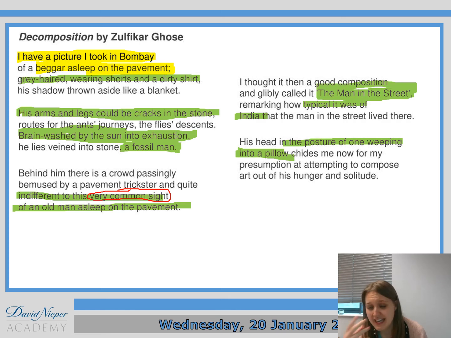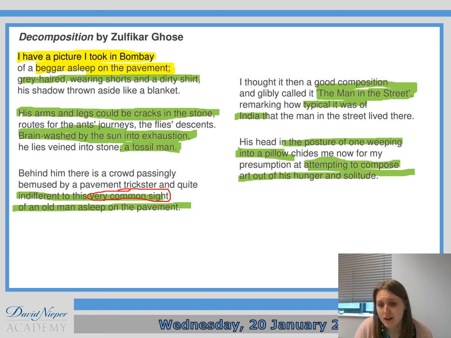And here, this last bit's really nice because he's saying that he's attempting to compose art out of hunger and solitude. So this man is attempting to create a lovely art piece of this beggar man, but this beggar man is suffering from hunger and solitude. He's basically saying, maybe I shouldn't be taking a photo of this. Maybe rather than taking a picture of this, I should actually help him and find a way to help this man.